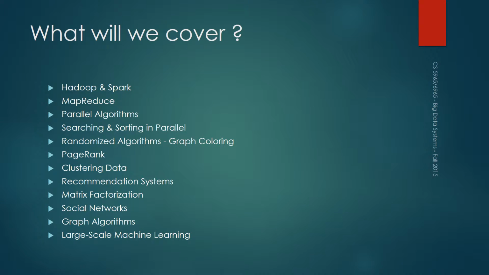There is a rough outline of the kind of topics we're going to be covering. Early on, we're going to lay the groundwork, both Hadoop and Spark, MapReduce. We'll go through parallel algorithms so that we can analyze these. We're going to look at what would be the equivalent of fundamental algorithms and data structures. So we're going to be looking at sorting and searching in parallel. We're going to look at some randomized algorithms. And then we'll switch gears, hopefully around the fall break.